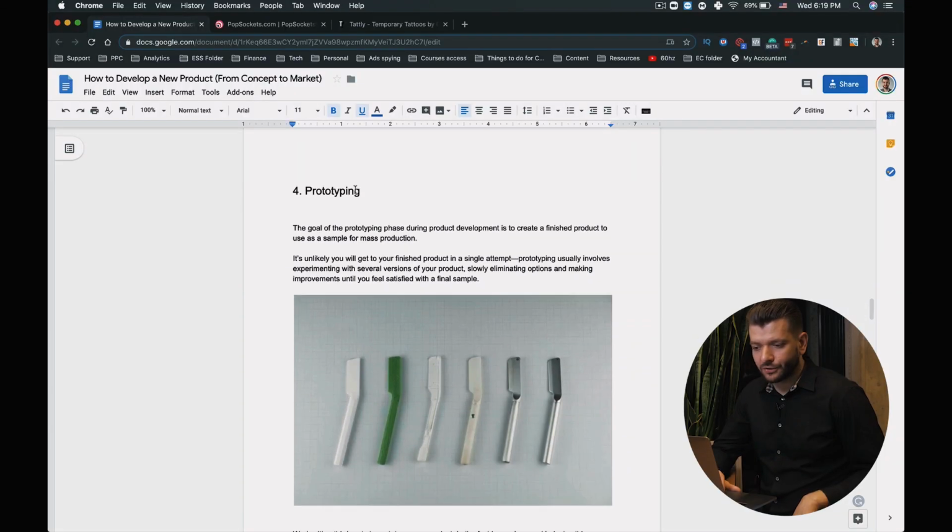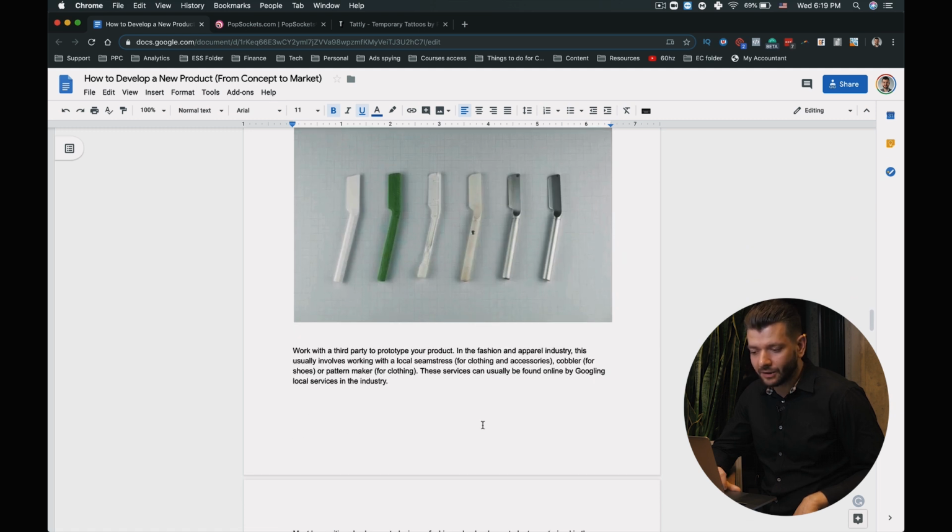Fourth step is prototyping. Once you have a design, you can get it manufactured, and there are different options to do it. For example, in the fashion and apparel industries, this usually involves working with a local seamstress for clothing and accessories, a cobbler for shoes, or a pattern maker for clothing. These services can usually be found online by Googling local services in the industry. You just go to them, tell them, here's how the product looks, I want to have it created, and they would create this prototype for you.